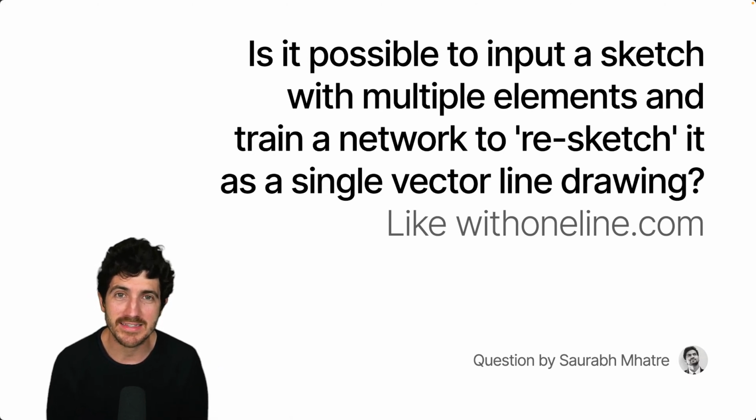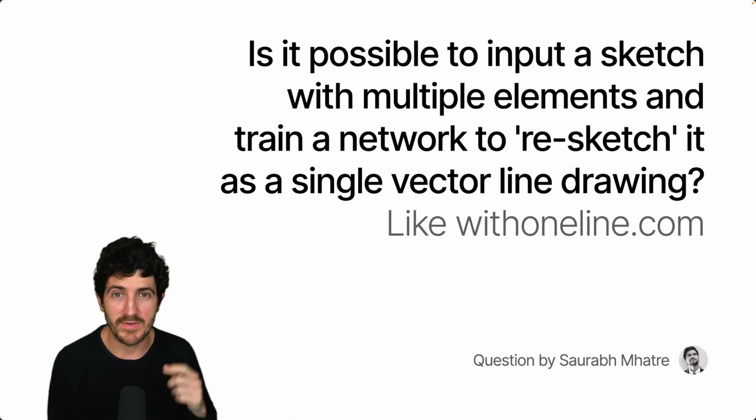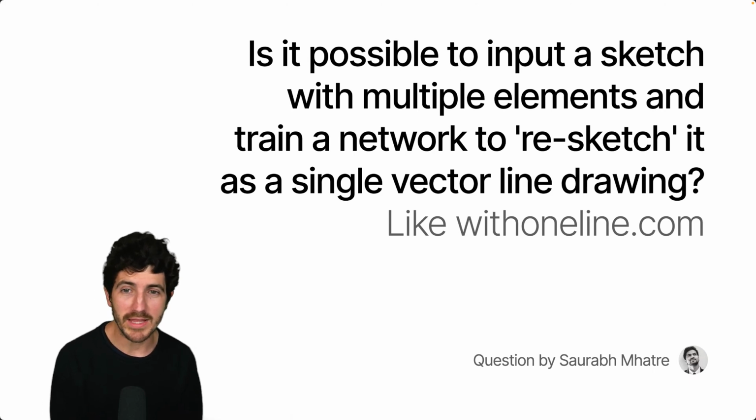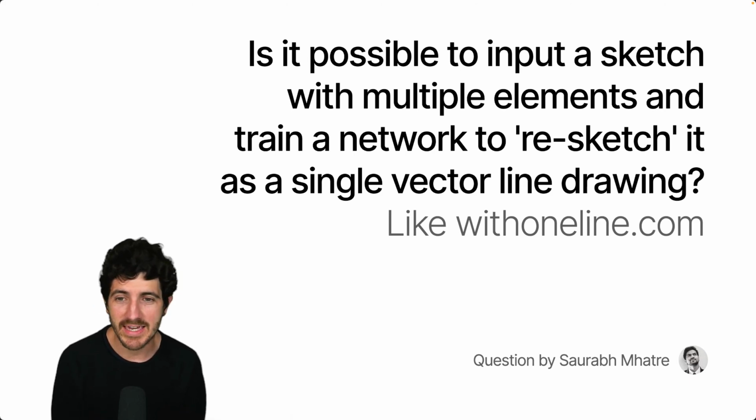This is a quick Q&A video in reply to a question sent by Sorab Matre to the live stream via gettingsimple.com/ask, where you can also submit your questions for the podcast or the live stream. The question says, is it possible to input a sketch with multiple elements and train a network to resketch it as a single vector line drawing, like withOneline.com?